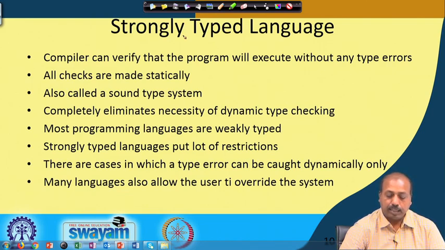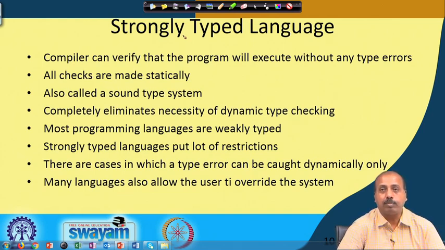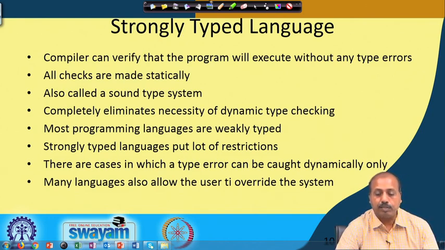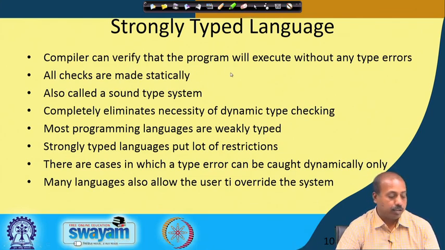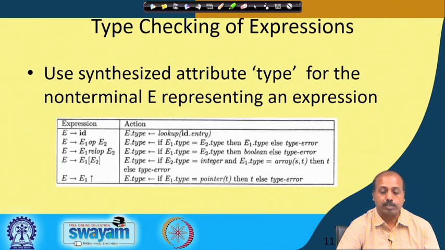And many languages will allow users to override the system, like type overriding, like type coercion and all, where you can have type casting. For example, the C language allows this type casting facility. So, it can allow you to override the type system. So, these are some of the concerns for strongly typed languages, which may not be followed very rigorously because of these problems.